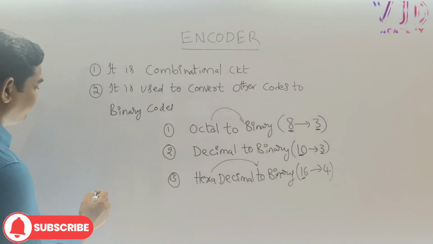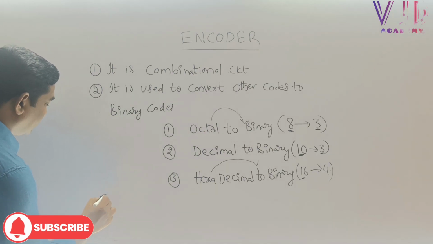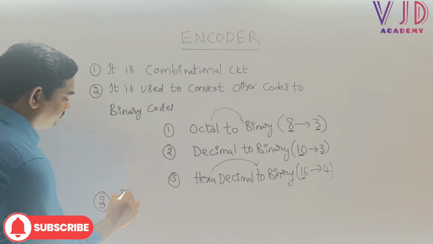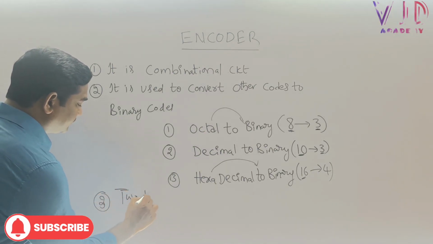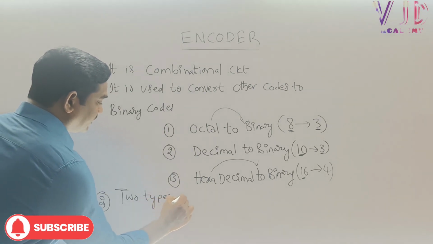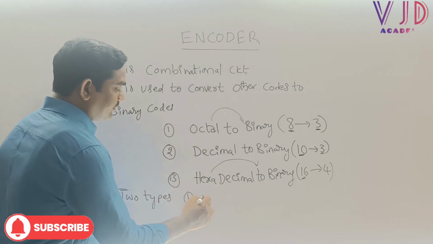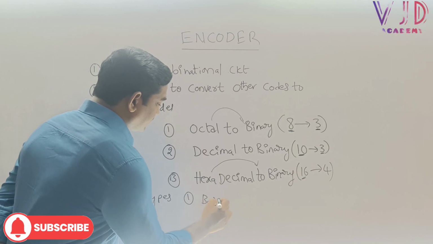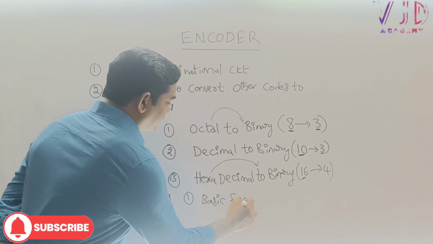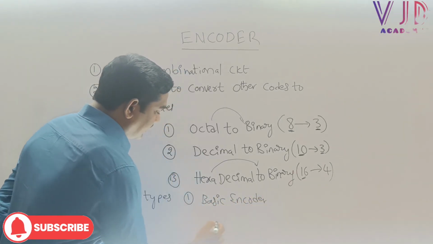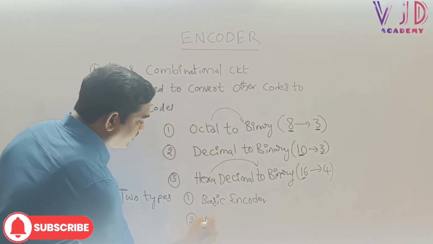There are 2 types of encoders. Third point is 2 types of encoders. The first one is basic encoder, and the second one is priority encoder.